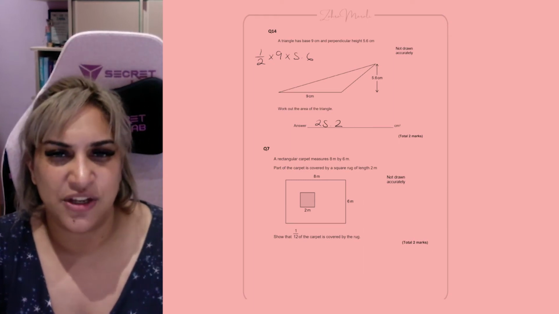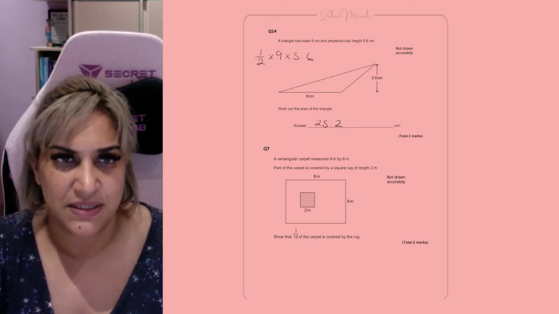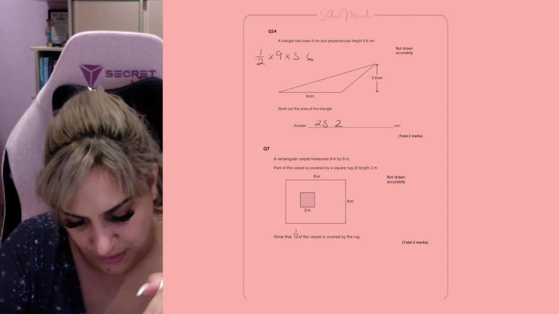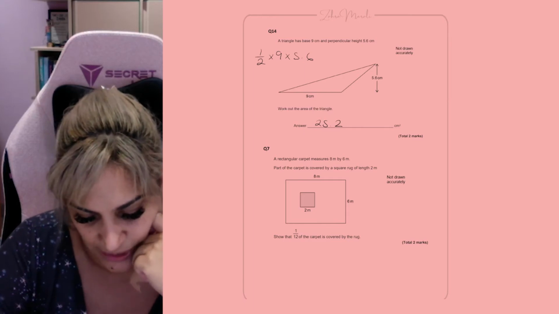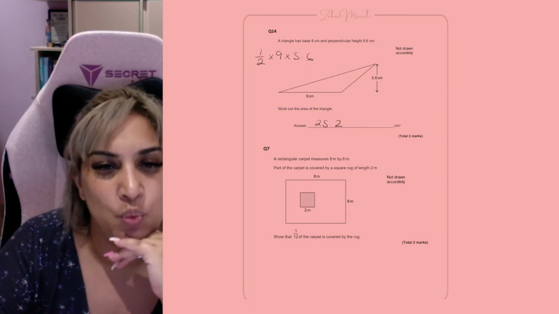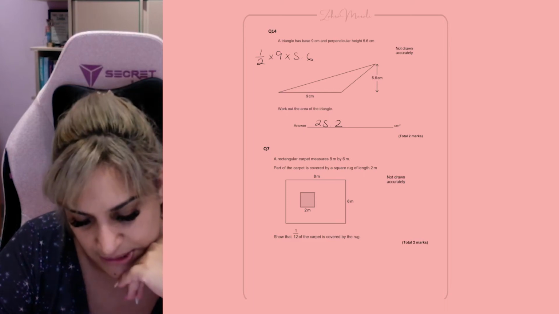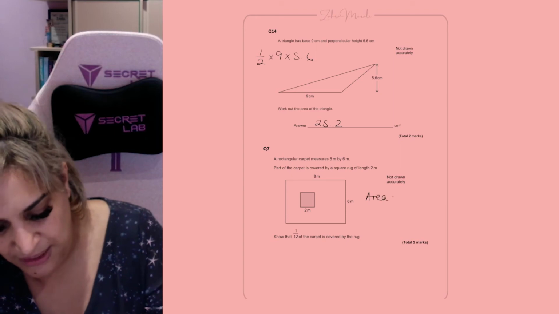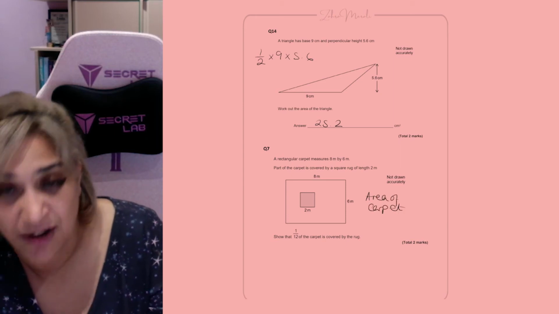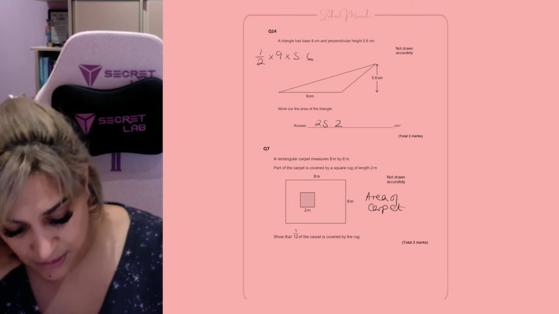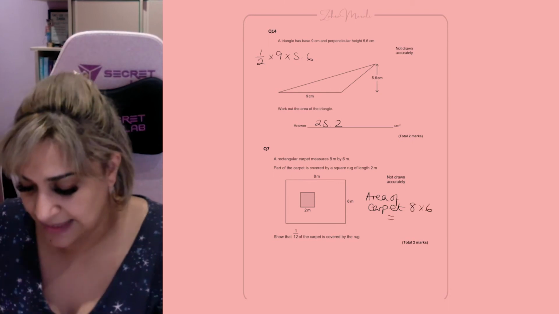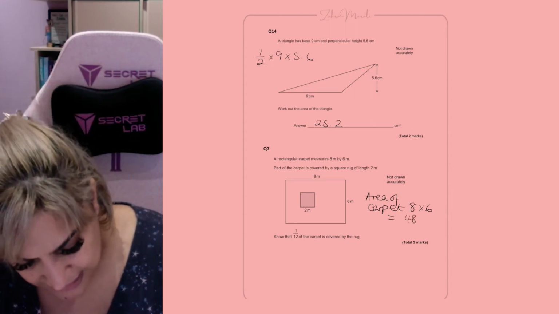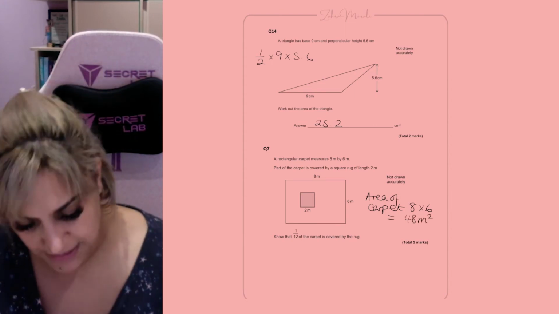Okay, we've got a rectangular carpet and it measures 6 by 8. So that's the whole thing. And you've got a little square on the top. Show 1/12 of the carpet is covered by the rug. So let's find the area of the carpet. Now area, remember 2 things times together. So we're doing 8 times 6. And that's going to give you your area of your carpet. So you've got 48 meters squared.